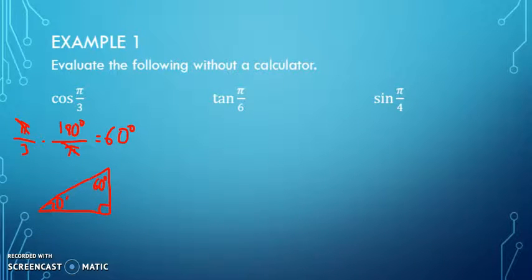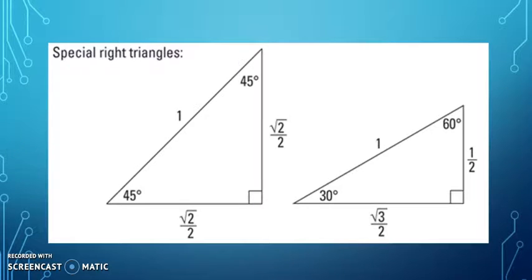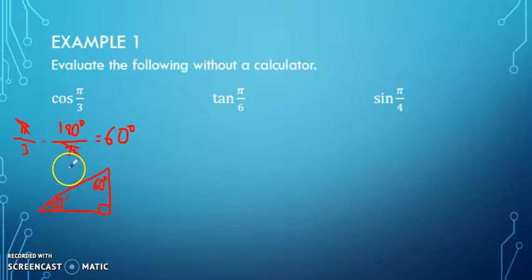So looking back at the rules I just gave you guys for the special right triangles, we said across from the 60-degree angle is going to be square root of 3 over 2, and then next to the 60-degree angle is going to be 1/2, and the hypotenuse is always 1.